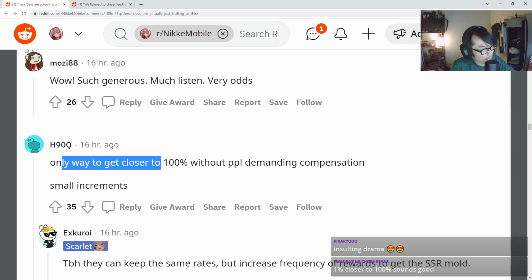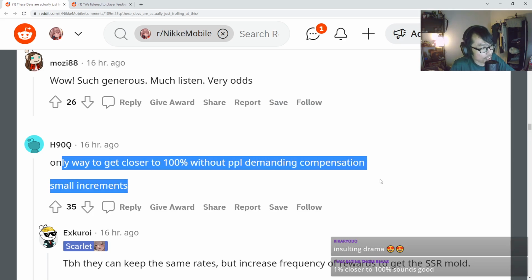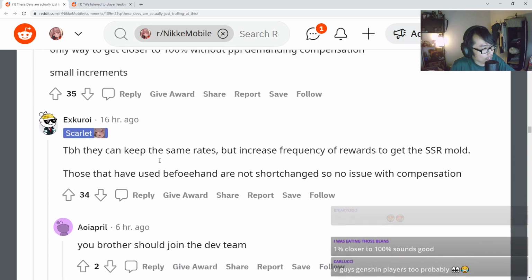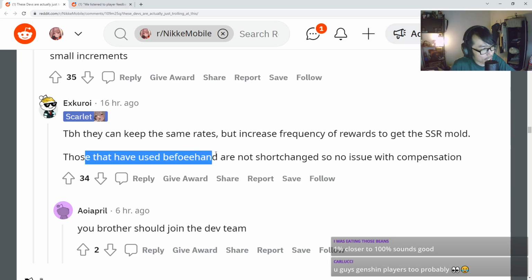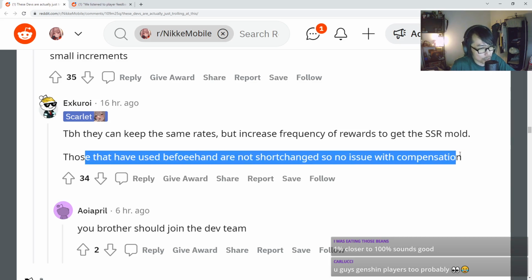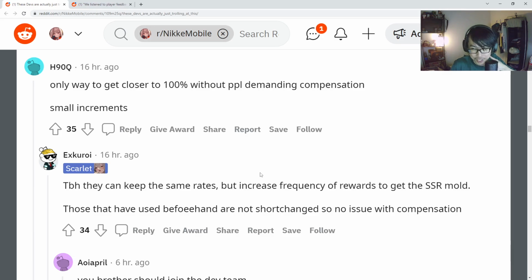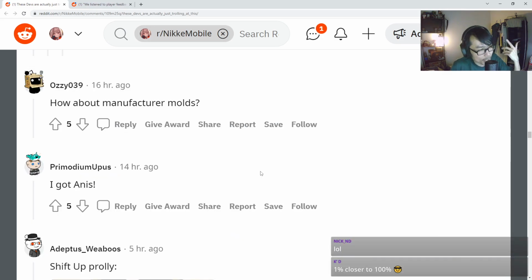Wow. Only way to get closer to 100% without people demanding compensation. Small increments. Huh. They can keep the same rates but increase frequency of rewards to get SSR more. Those that have pulled beforehand are not shortchanged, so no issue with compensation. 1% closer to 100% sounds good. I actually have my own theory about this, but I want to see what people have to say first, right?